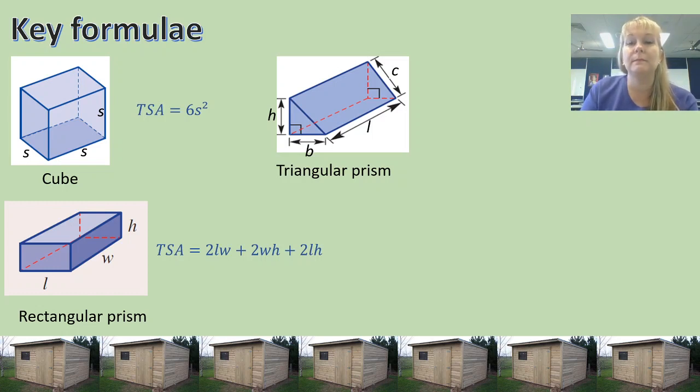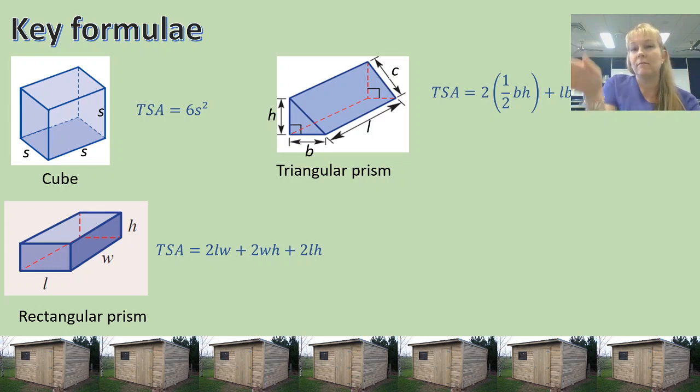whole area out. So our total surface area will be 2 times the front face, which is the triangle, half base height, that's the formula for area of a triangle, plus we've got the length times the base, that's one rectangle, plus we've got the length times the height, that's the back rectangle, and we've also got the length times the hypotenuse, and that's going to be that front angled rectangle that's there.